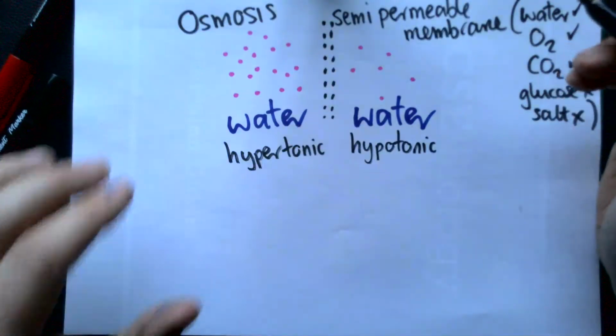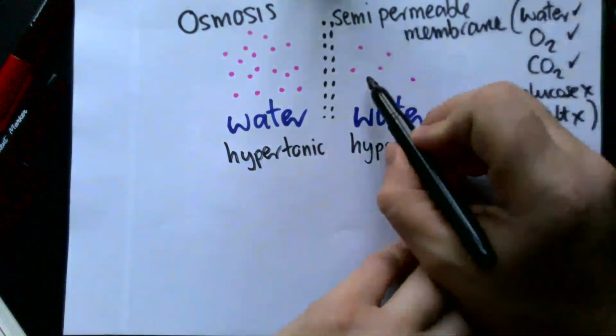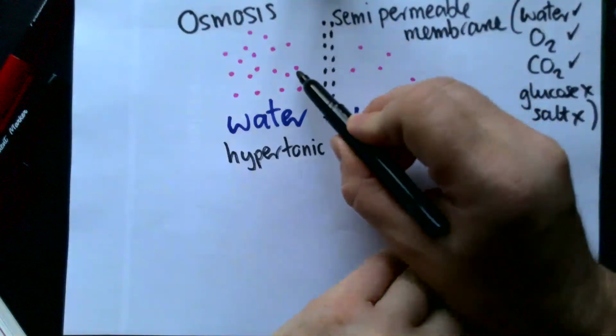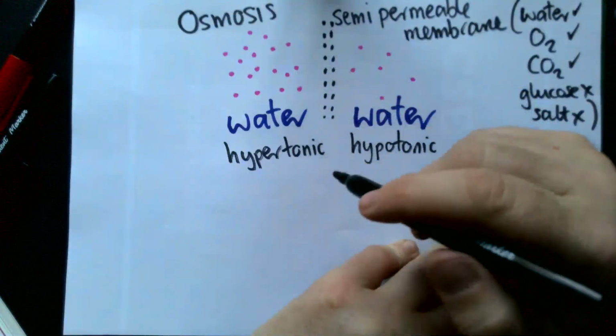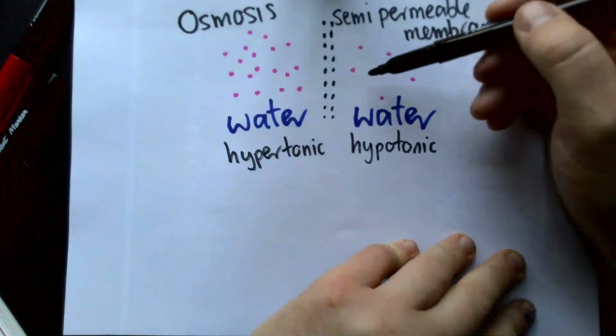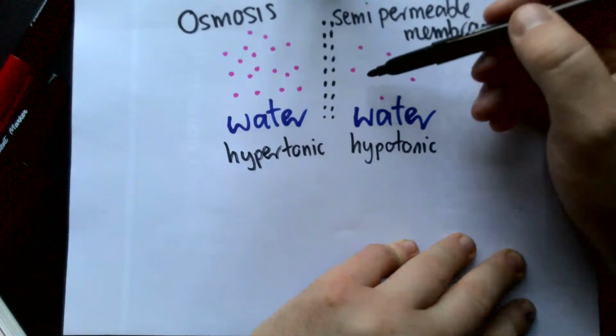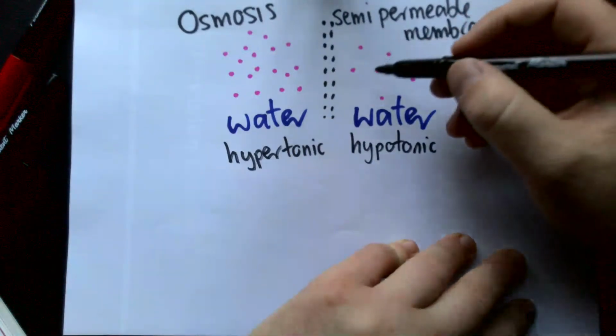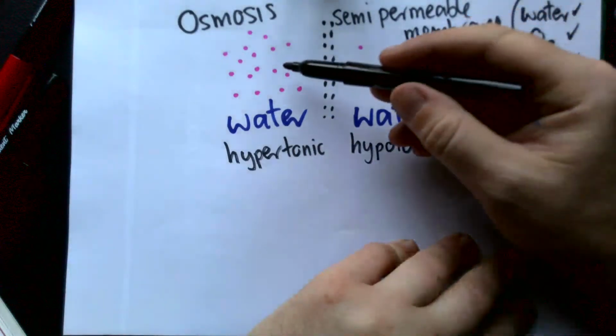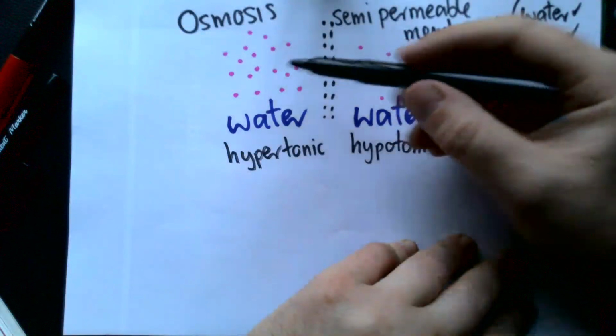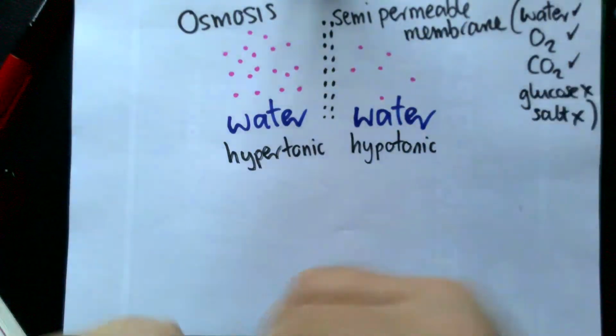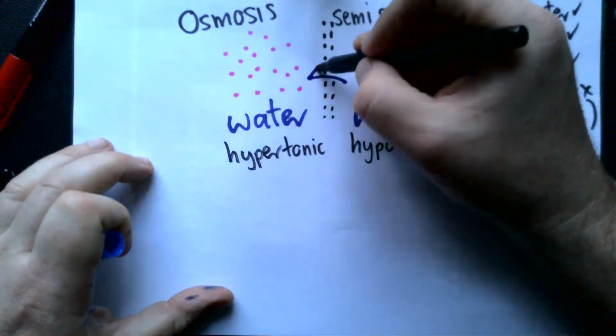And what happens is water will go from this side to this side. Water goes from where it is almost quite pure, so not a lot of dissolved things in it, to where there is a lot of dissolved things in it. So water will go from here to here.